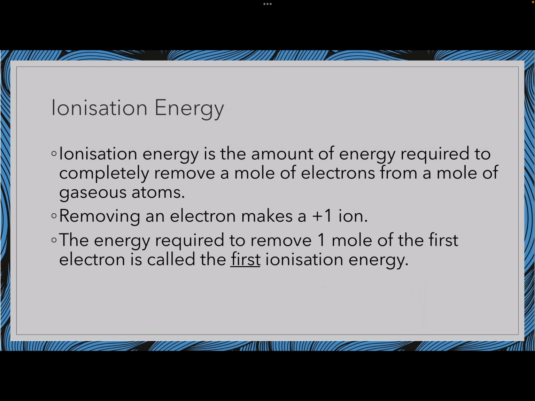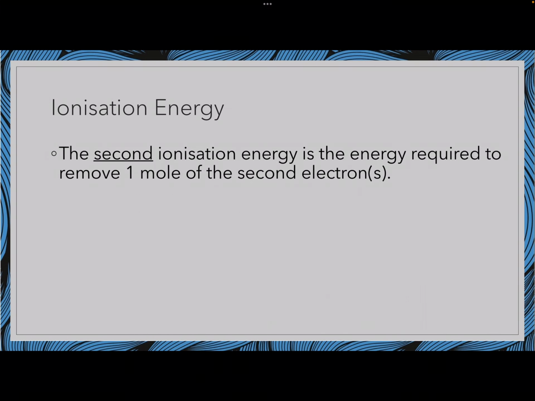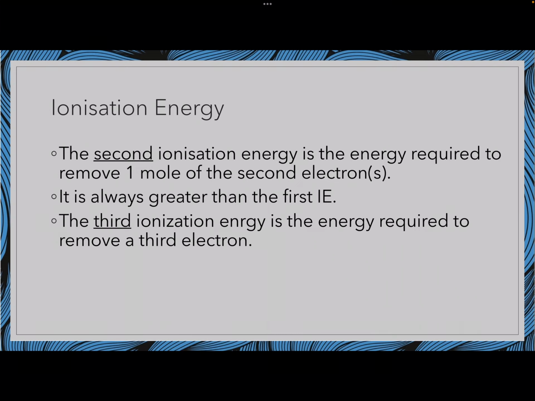Okay. We have second ionization energy, so that's removing a second electron. And it's always greater than the first ionization energy. So it's usually easier to pop off 1 electron than it is to pop off 2. Third ionization energy is the energy required to remove the third electron. And it's actually greater than the first or second ionization energies, so it's more energetic than the first or the second.